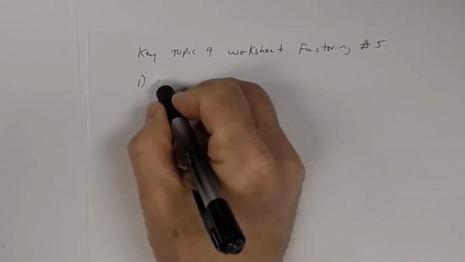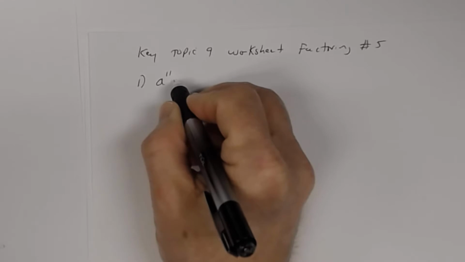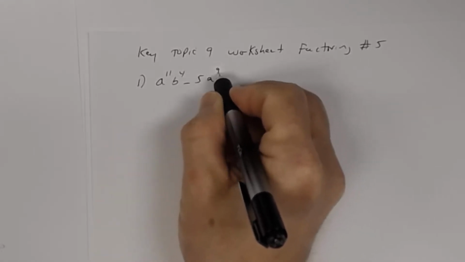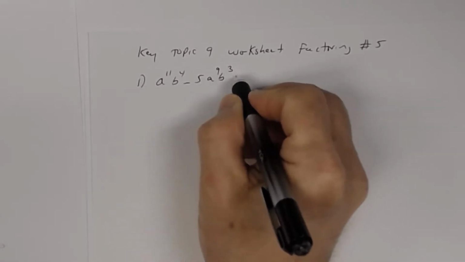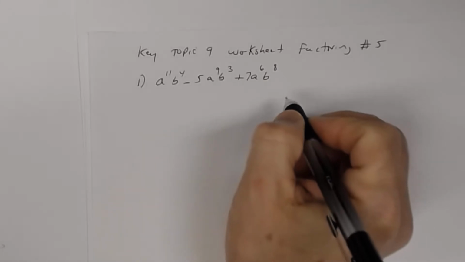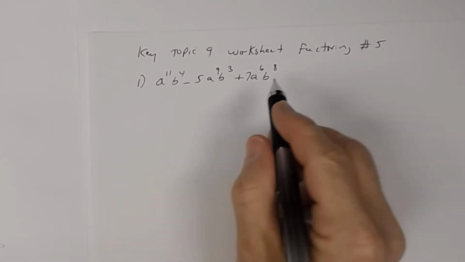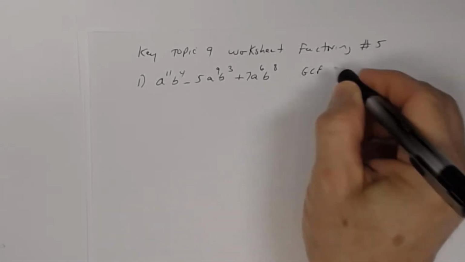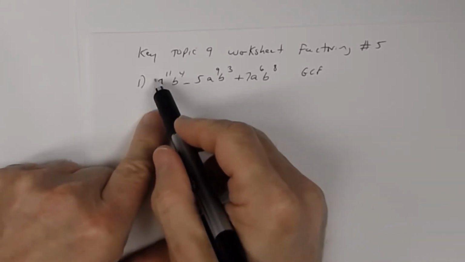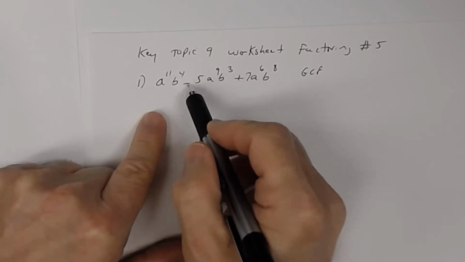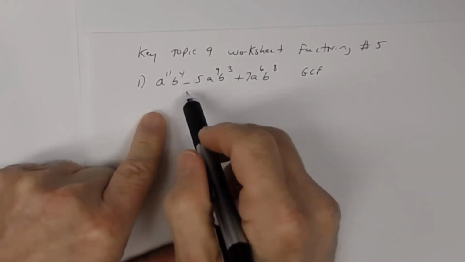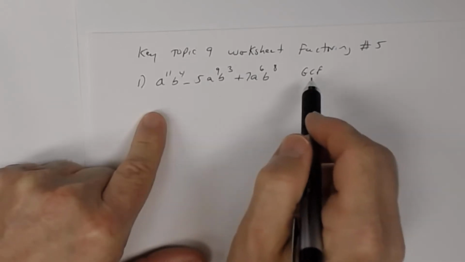And number 1, you have a to the 11th power times b to the 4th minus 5a to the 9th b cubed plus 7a to the 6th b to the 8th. And the first thing you want to do when factoring any polynomial is to find the GCF. And so in this case, if you look at the coefficients first, that's a 1, this is a -5, and that's a +7. So the GCF of 1, -5, and 7 is 1.